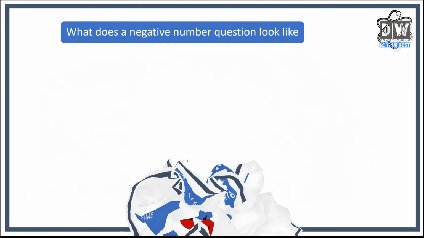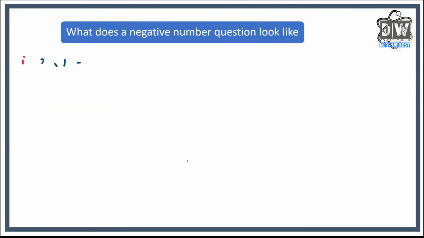Let's look at a typical question. We all know the answer to this question. 2 times 4. The answer is 8. Now, if we want to apply the negative number rule, we could rewrite this question as plus 2 times plus 4. The symbols are the same, so we have a positive answer.